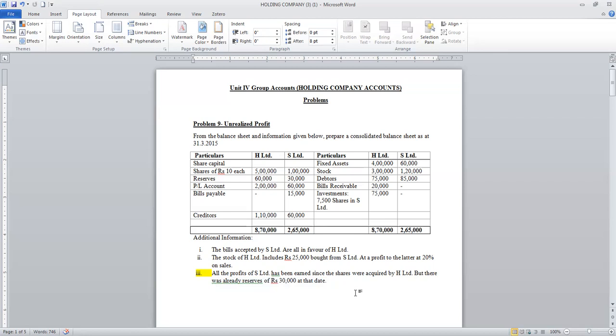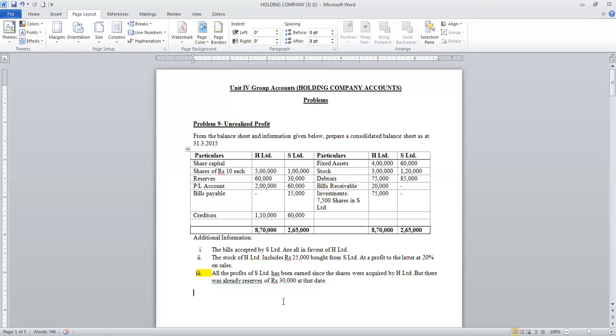Now, we are going to see how to calculate the capital profit. Any reserve at the time of acquisition of the majority shares will be considered as capital profit, and whatever profit they get after the acquisition will be considered as revenue profit.